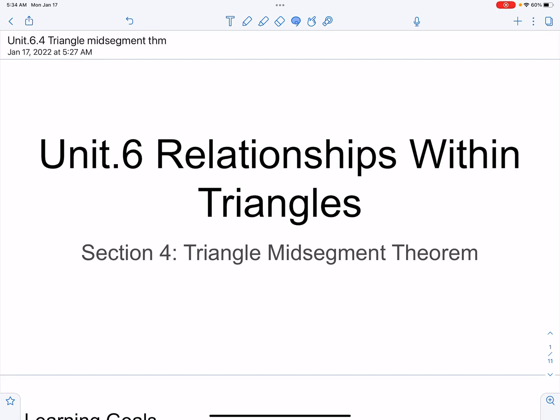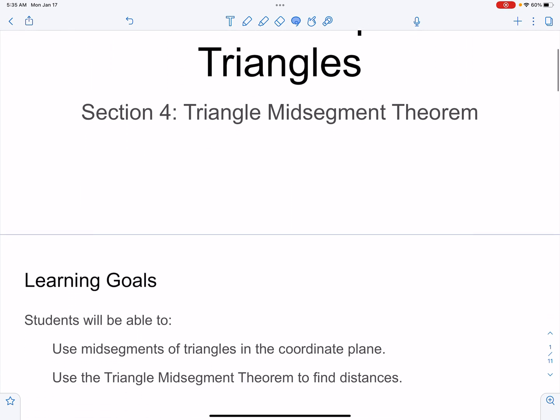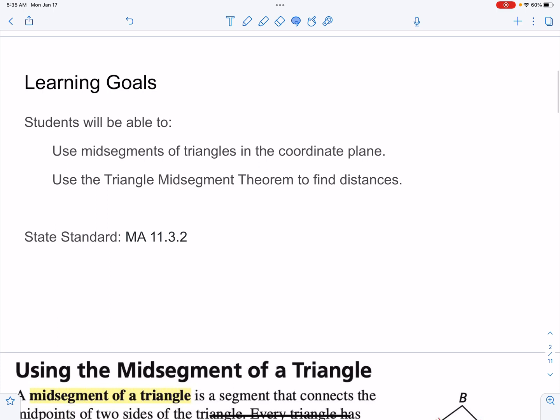Sorry about that. We're doing 6.6.4 today, triangle midsegment theorem. It's just another segment inside the triangle. However, it's not like the other four that we've learned where there's a point of concurrency in the middle. It's a little bit different than that, so we just go over it separate from those. Learning goals are to learn what a midsegment is and then use the midsegment theorem to find some distances.